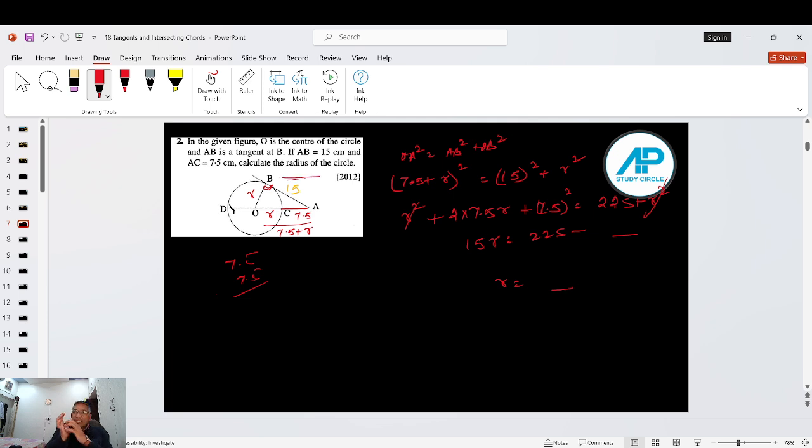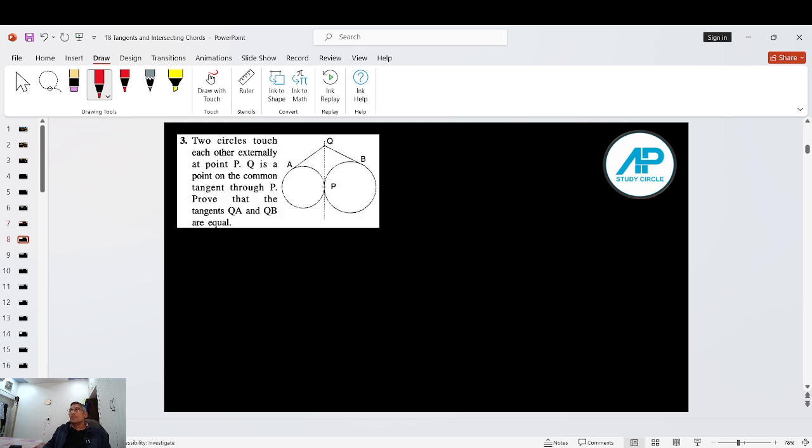So you should understand that radius and tangent always meet at a right angle, and this is the radius, and this is the distance of the center and the exterior point, and this is also the hypotenuse. I hope I'm clear to you all.